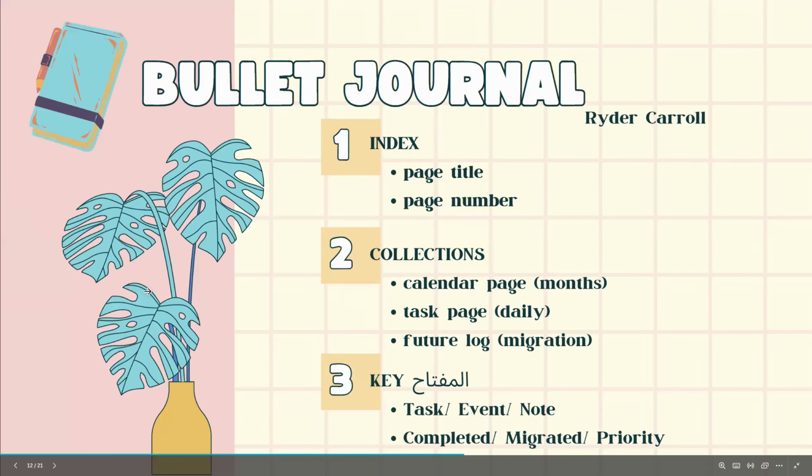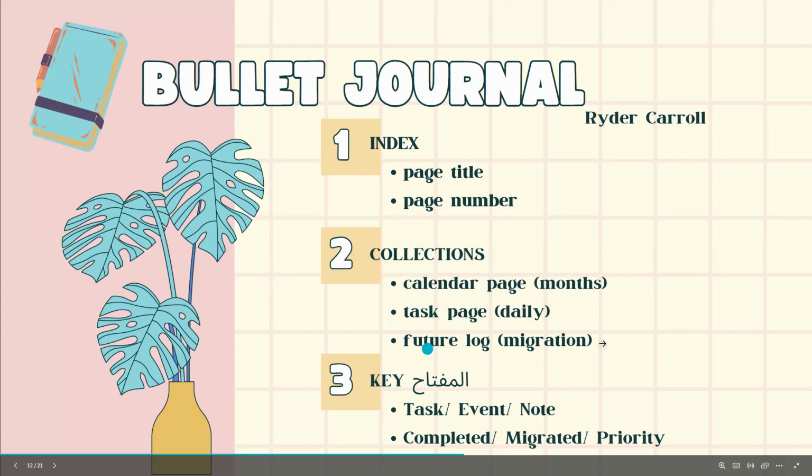Yes. So for example, when we talk about analog, we have a system that is called bullet journal. Basically how it works is you have indexes. The index will tell you where the pages are and what number. Then the collections, and that's the big part of it. So for example, you have a calendar page that you set up for every month, a task page for every single day, and you have a future log.